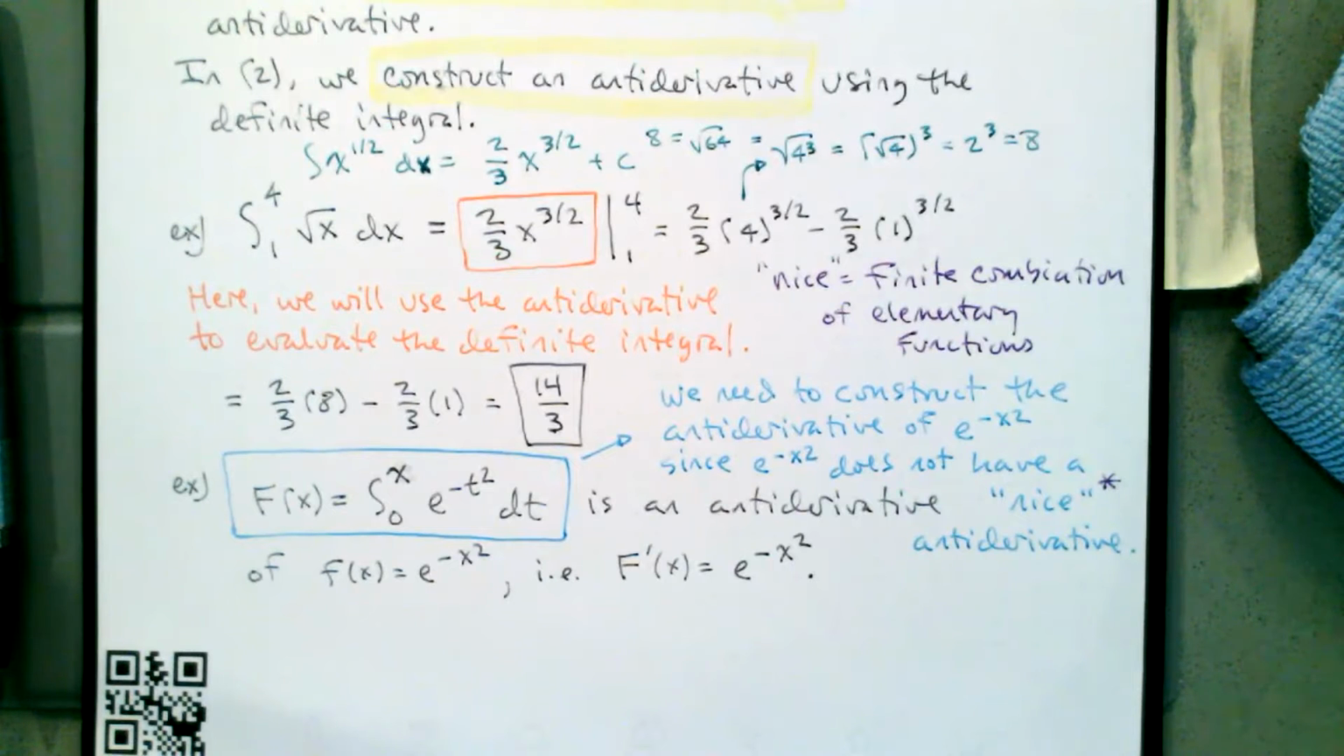There are two elements there. Finite combination of elementary functions. One, finite combination. Two, elementary functions. So if I want a finite combination for my antiderivative, I can't use elementary functions. So I construct it using the definite integral. Or if I want to use elementary functions, I'm going to need to use an infinite combination of them. We haven't gotten to that part yet.